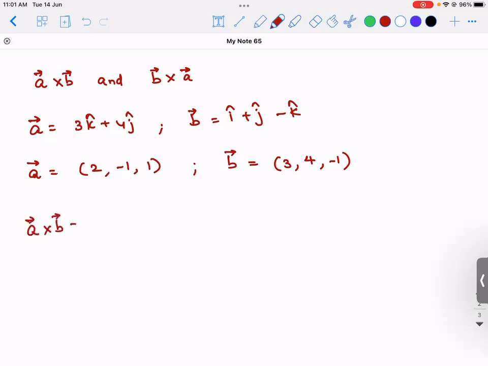So A vector cross B vector is I cap, J cap, K cap. The coefficient of I cap below that, 0 for A. How much should I write below J? Below K? For B? You know how to solve this? Solve it fast.